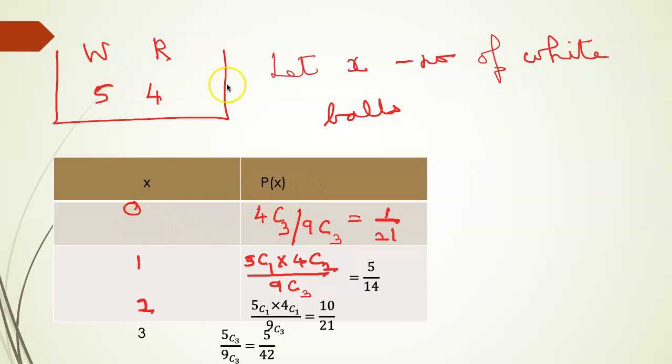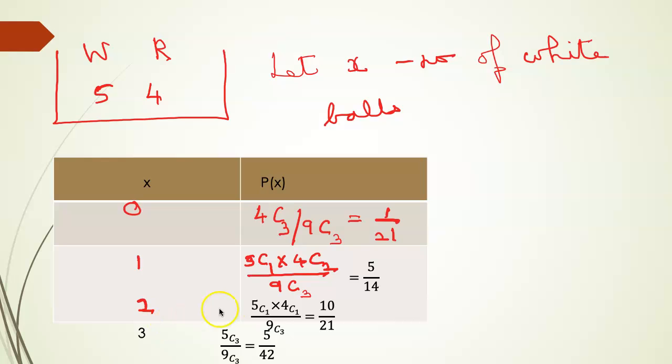When there are 0 white balls, all 3 are red. So we can draw 3 red balls in 4C3 ways and totally we have 9. So it is 4C3 by 9C3, which is 1 by 21. If 1 ball is white, then 2 are red. So we have 5C1 into 4C2 by 9C3, which is 5 by 14.